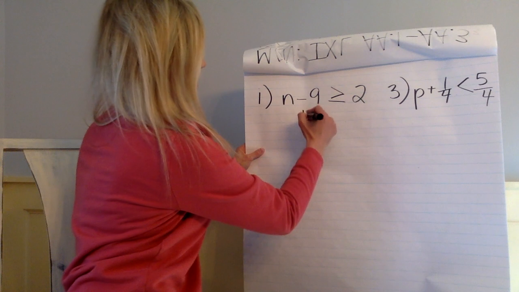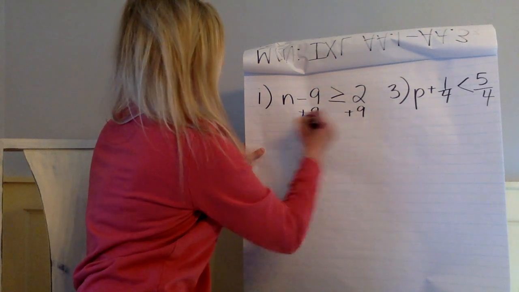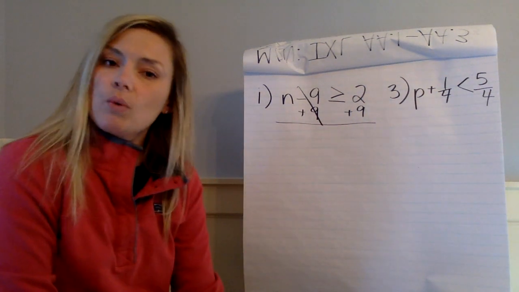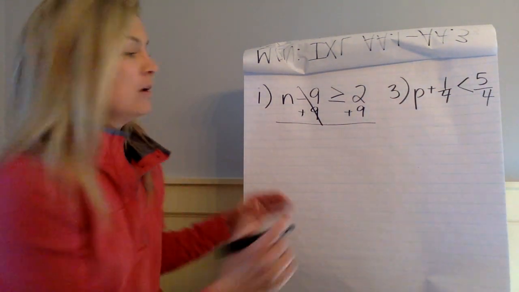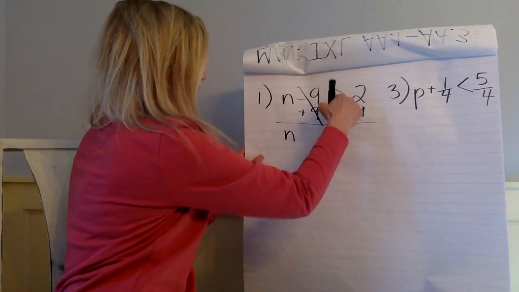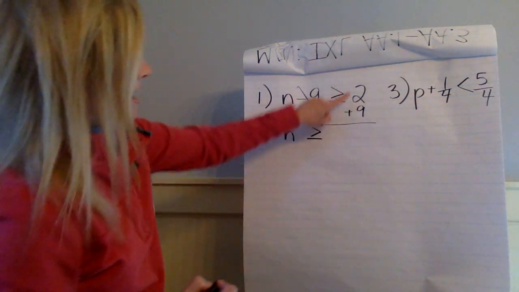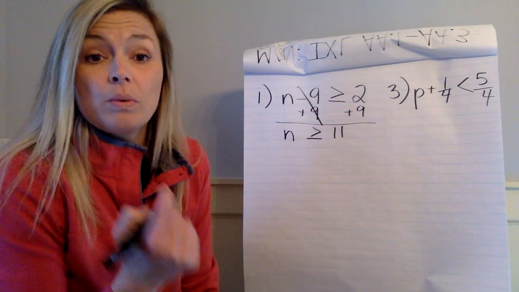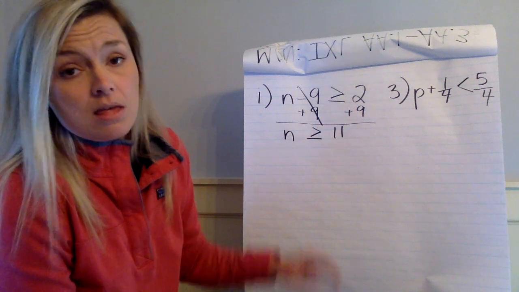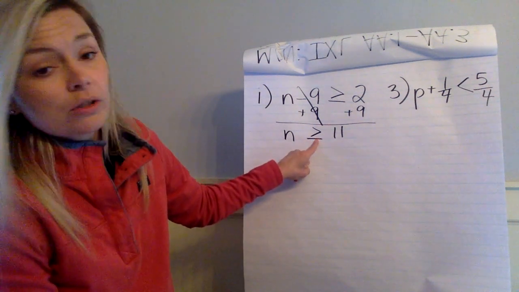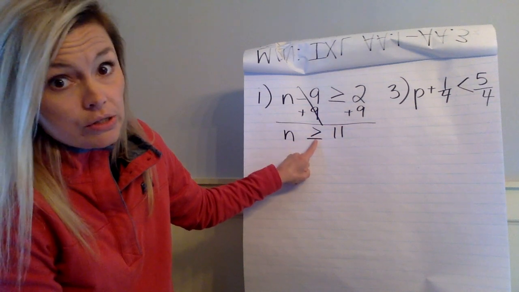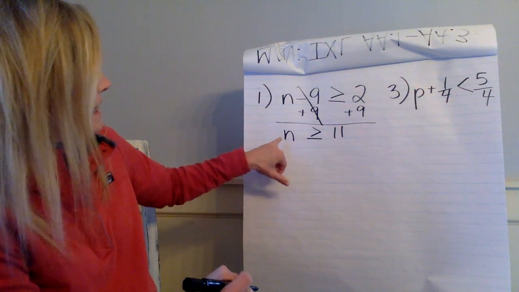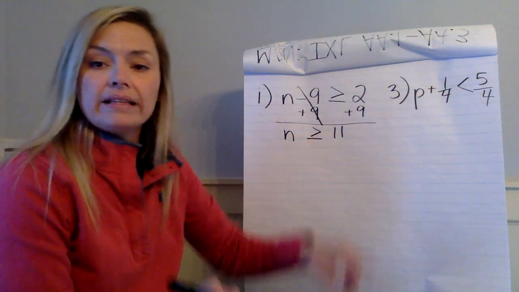Okay, so we will add 9 here. We will add 9 here. Now this minus 9 plus 9 cancel out, just like with equations. It's like it never happened, okay? So I'm going to bring the n down. I'm going to keep my symbol facing the same way, and then we have 9 plus 2 is 11, okay? We would then be left with graphing that. The dot would be closed, and it would be at 11. So we would want our graph to reflect that n is greater than or equal to 11.